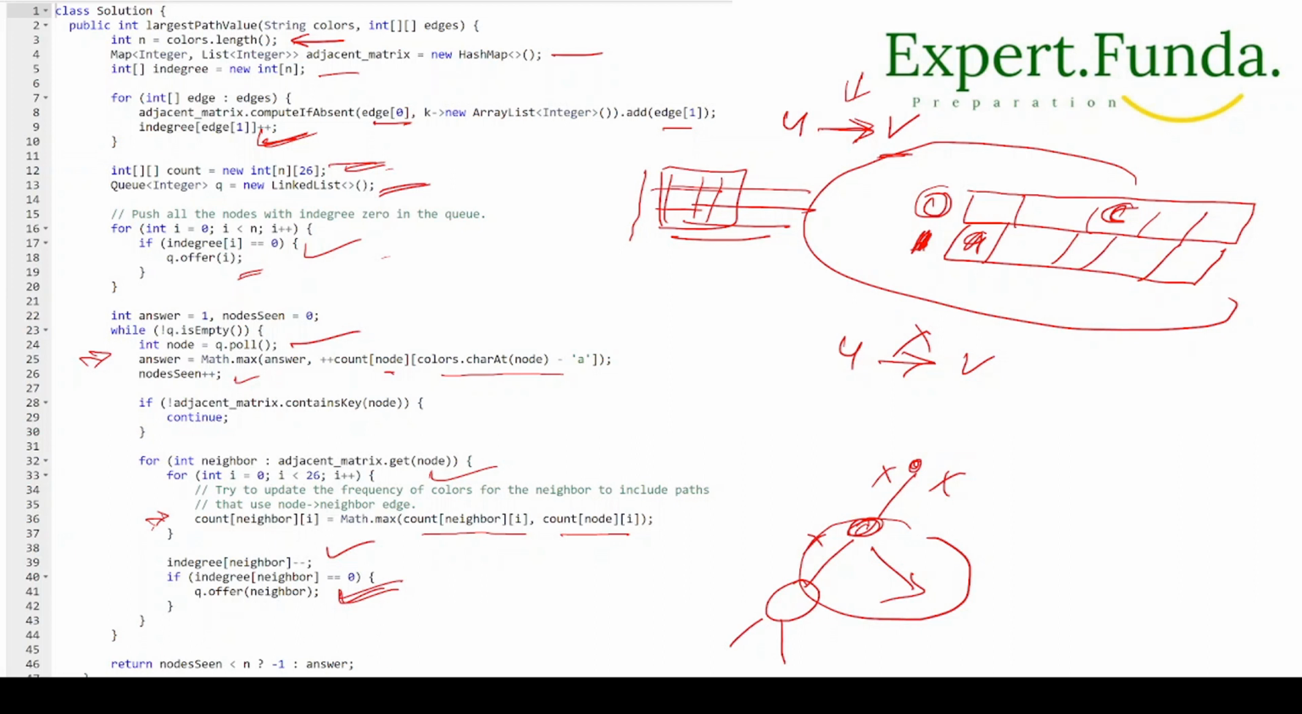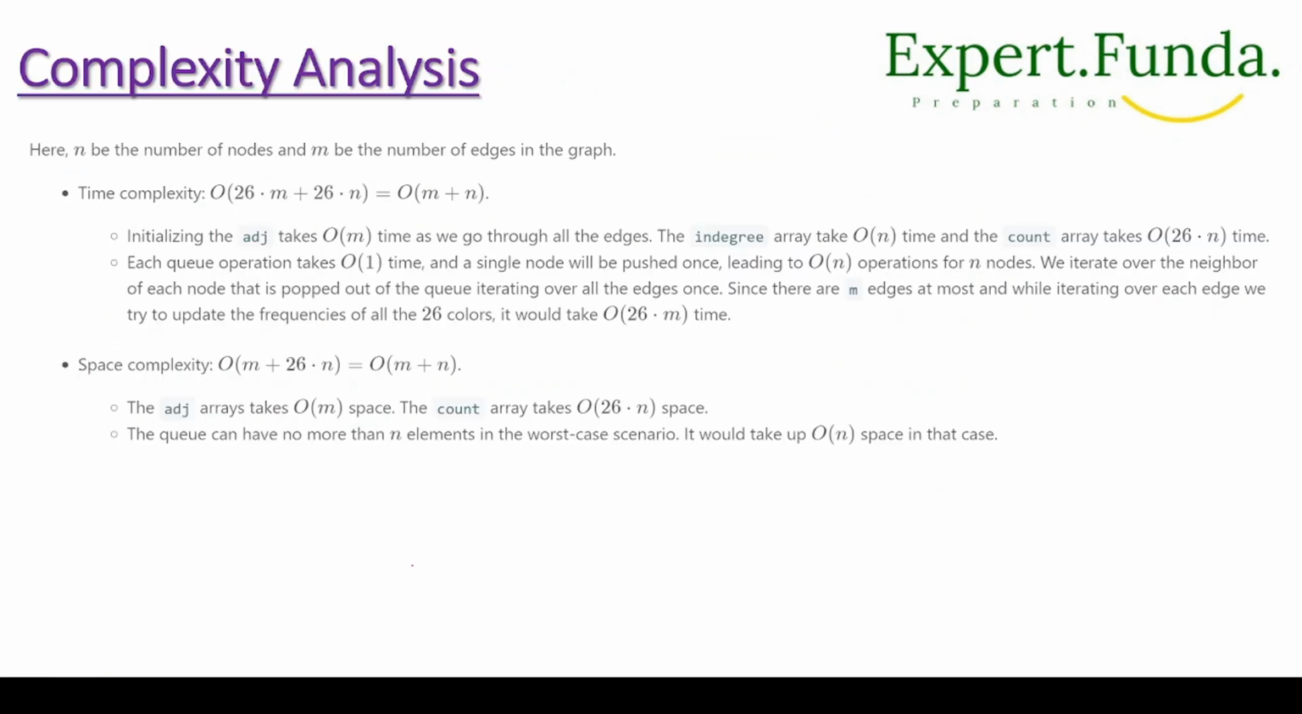Finally, the nodes seen we have already counted. If nodes seen is less than n, we have not covered all the nodes, which means there is a cycle, and in that case we return -1. If there is no cycle, nodes seen is always greater than or equal to n, and in that case we return our answer. I think you got it. If you have any doubt, please ping me in the comment box.